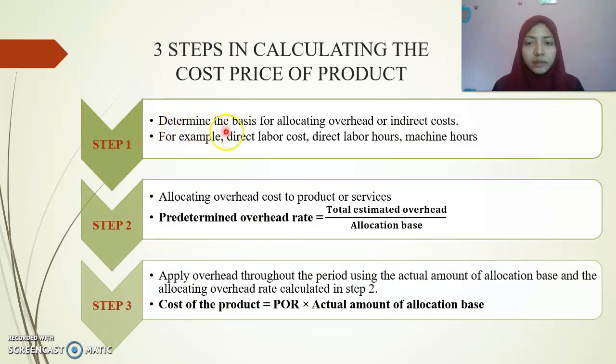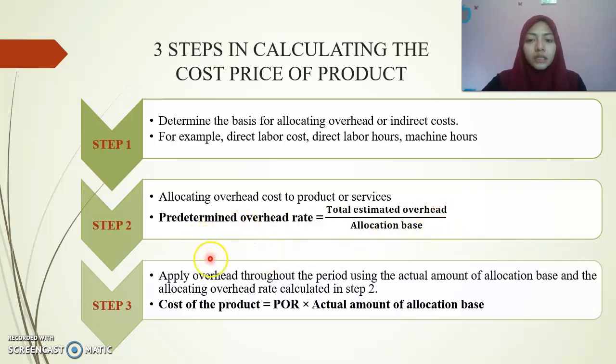Step 1. Determine the basis for allocating overhead or indirect cost, for example, direct labor cost, direct labor hours, or machine hours. Step 2. Allocate overhead cost to product or services, by using this formula: predetermined overhead rate equals the total estimated overhead divided by the allocation base.